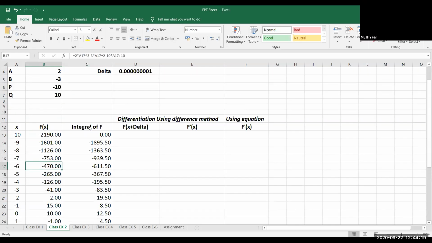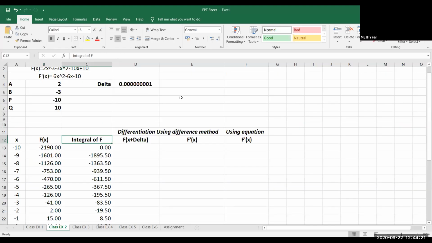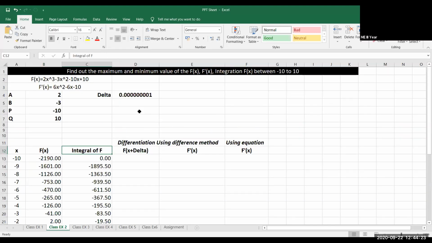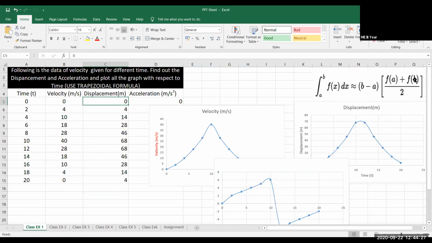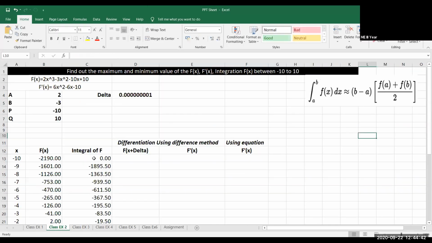After that, we find the integral. The integral value is nothing but the formula we have shown in the previous example, the trapezoidal formula. So the same formula we have used. I'm just going to the next slide and showing the same formula, so you should not get confused. It is the same formula for finding the integral that we are using.